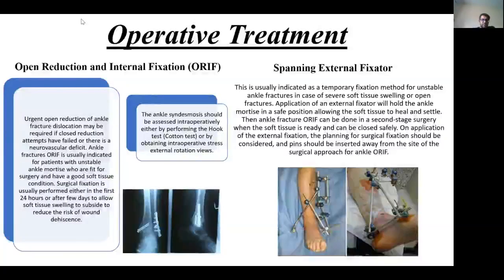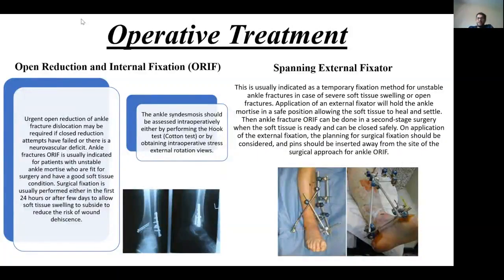Surgical fixation is usually performed either in the first 24 hours or after a few days. This is to allow soft tissue swelling to subside to reduce the risk of wound dehiscence. The ankle syndesmosis should be assessed intraoperatively by either performing the hook test or by obtaining intraoperative stress external rotation views. The other method of operative treatment for ankle fracture dislocation is the spanning external fixator.